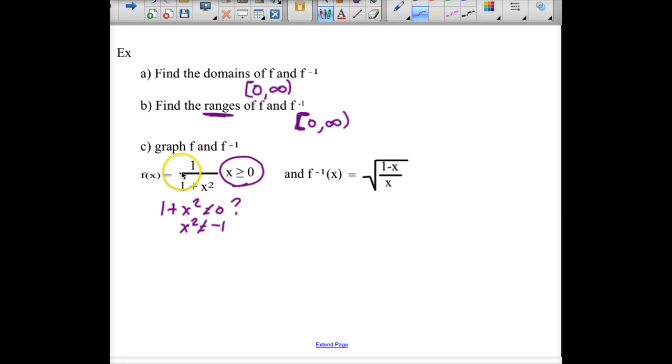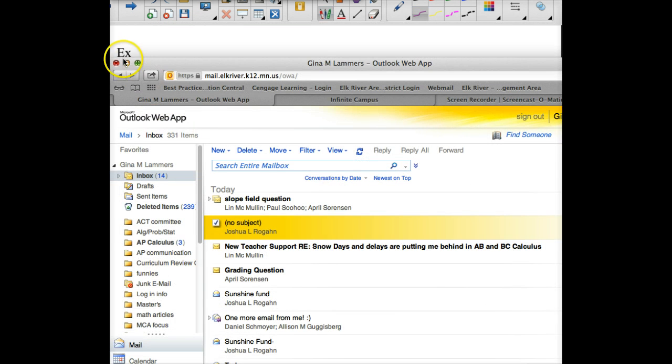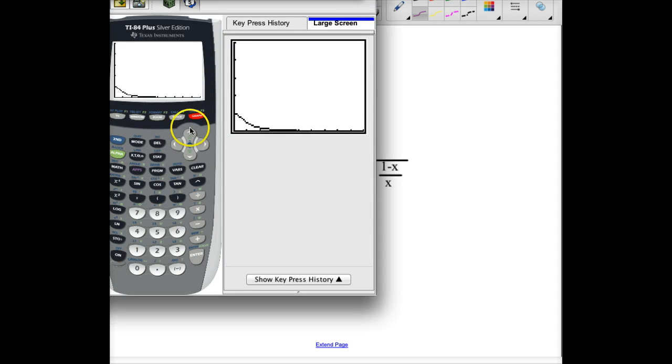This could never equal 0, because for a fraction to equal 0, the top has to equal 0, and that would never equal 0. So you can see that our outcome, our range, is going to be 0, but not including 0, up to, whoops, sorry, that max.